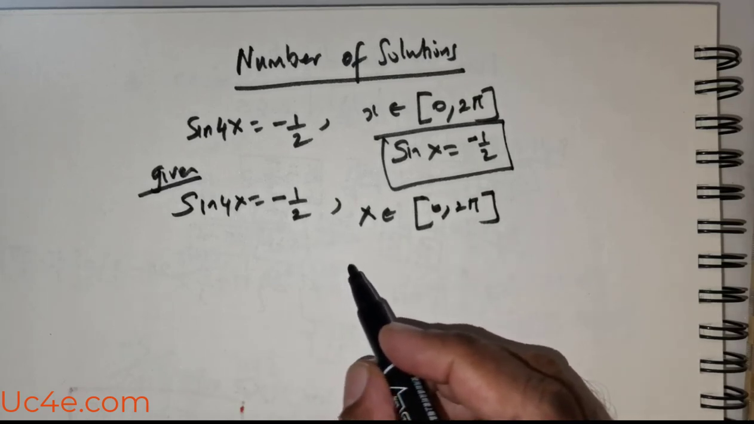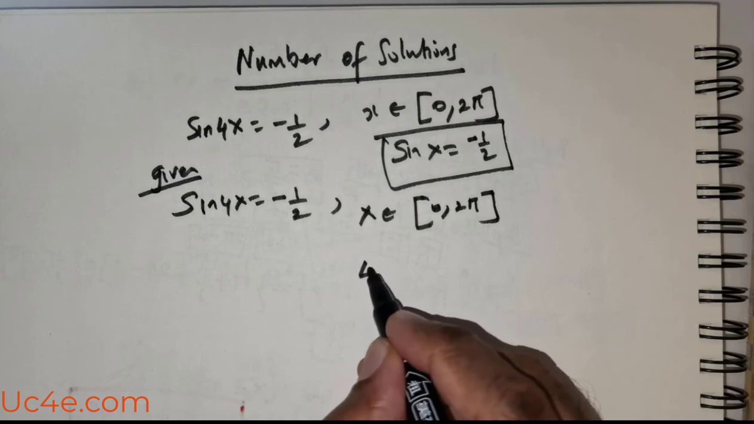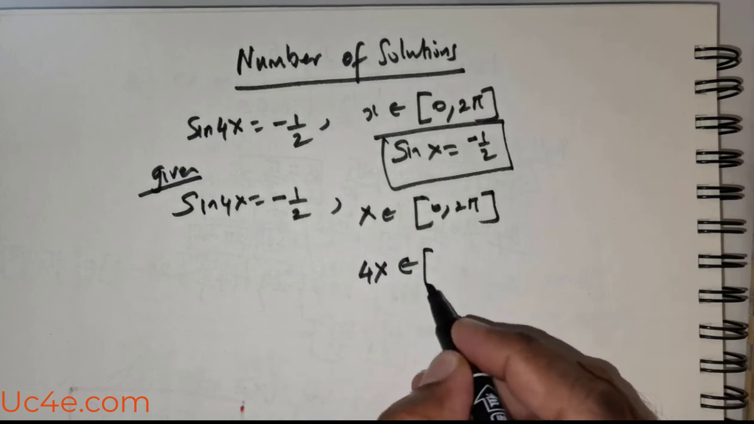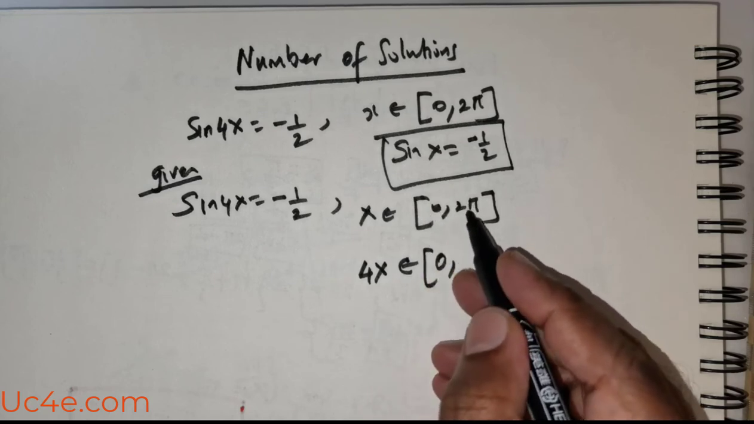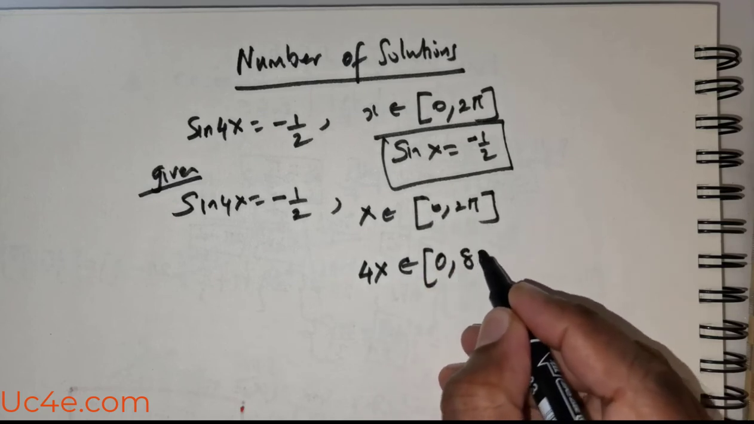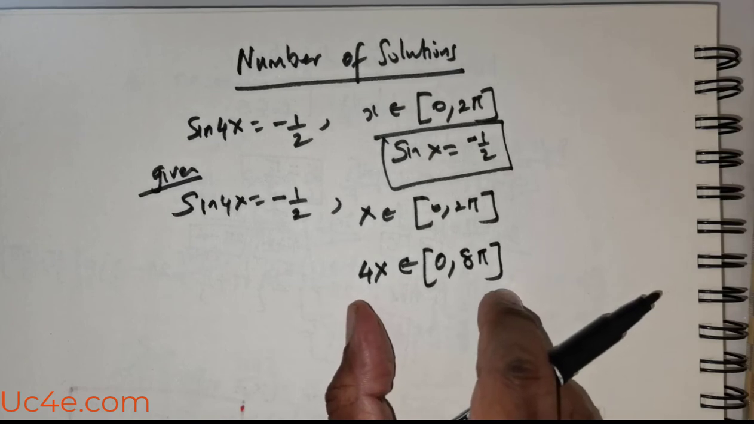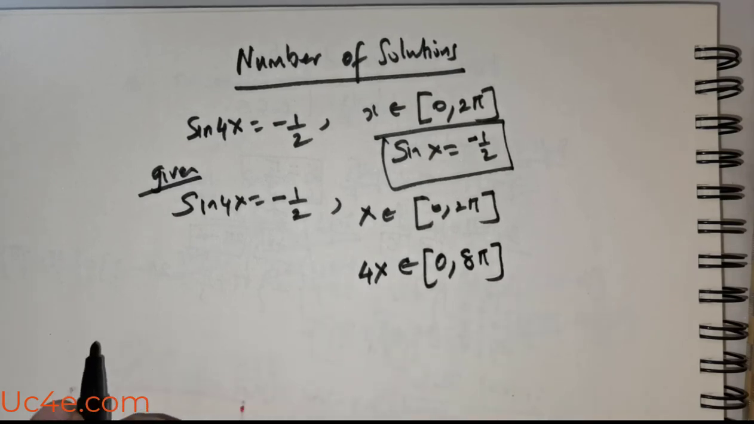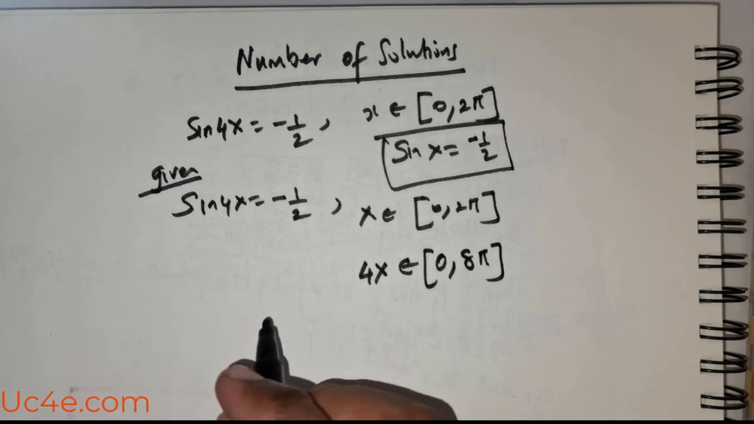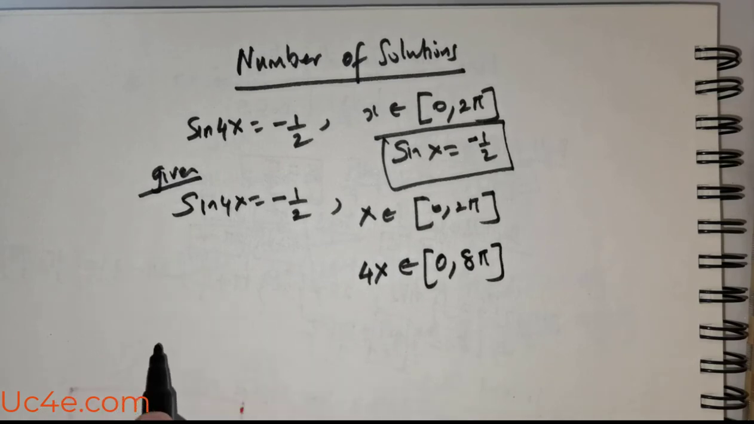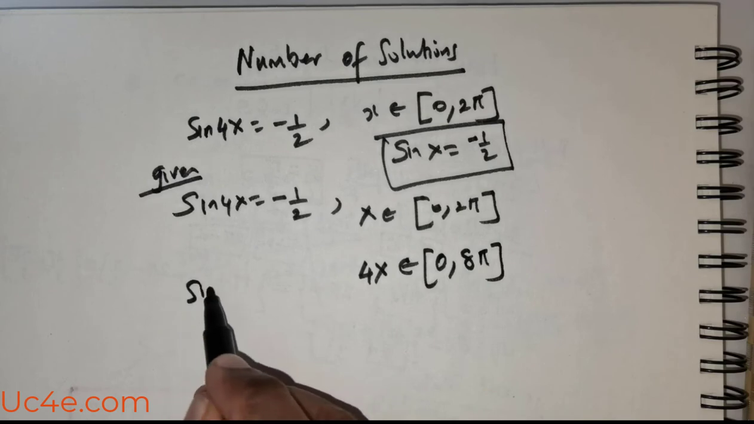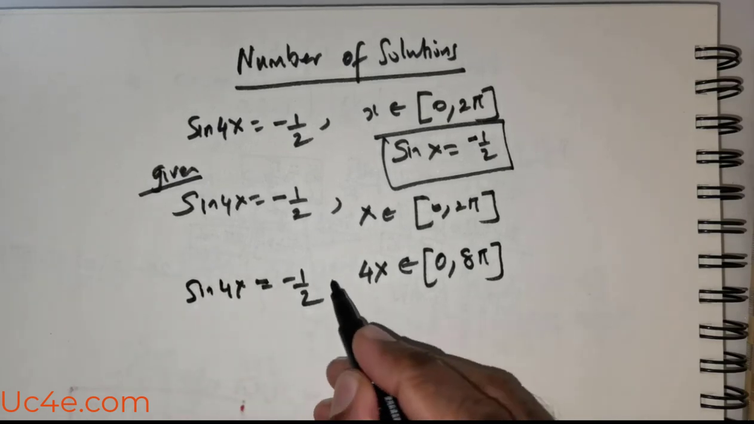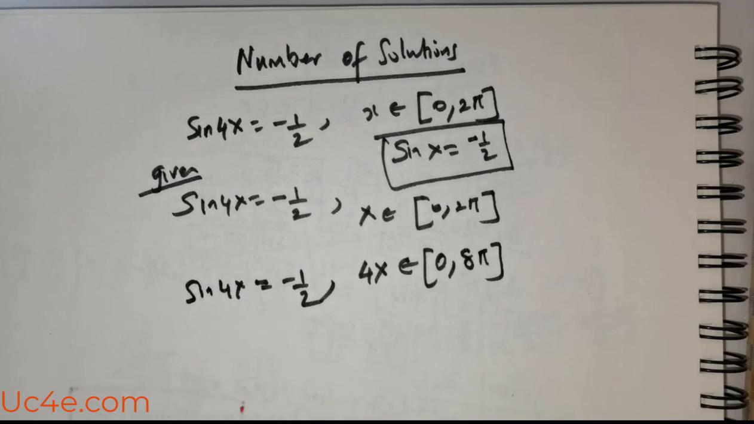And that would give us 4 times x is contained in 4 times 0 is 0, 4 times 2 pi is 8 pi. So this is what I'm doing. Now having done this, let me write that down here. So sine 4x is equal to negative 1 over 2. So this is what I have got.